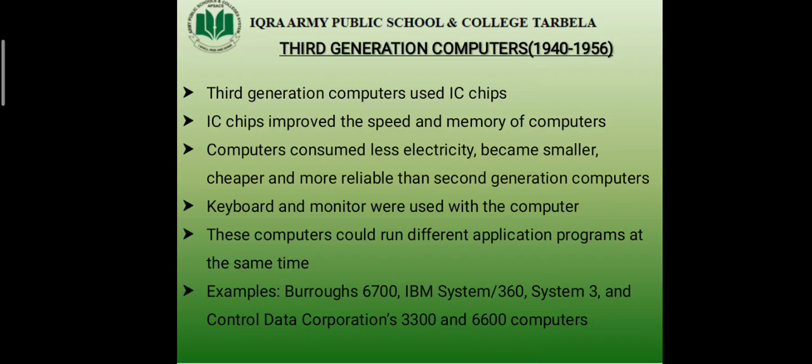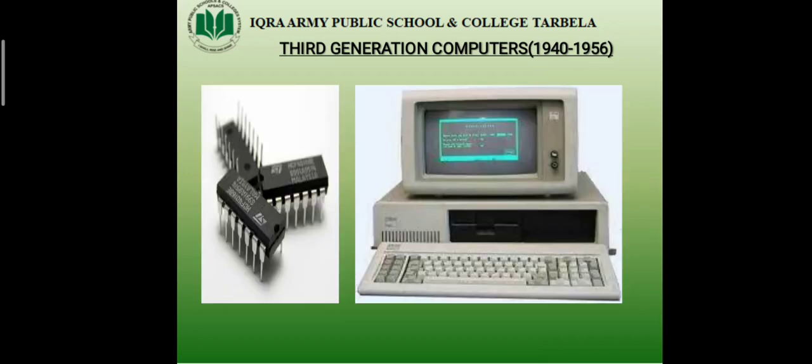Some examples of third generation of computer are Burroughs 6700, IBM System 360, System 3, and Control Data Corporation 3300 and 6600 computers. You can see on the screen there are IC chips in third generation computers.